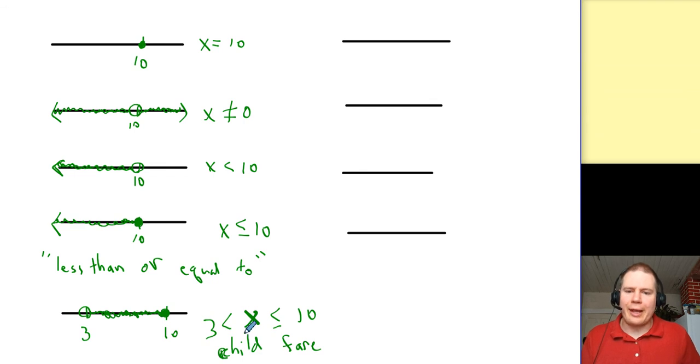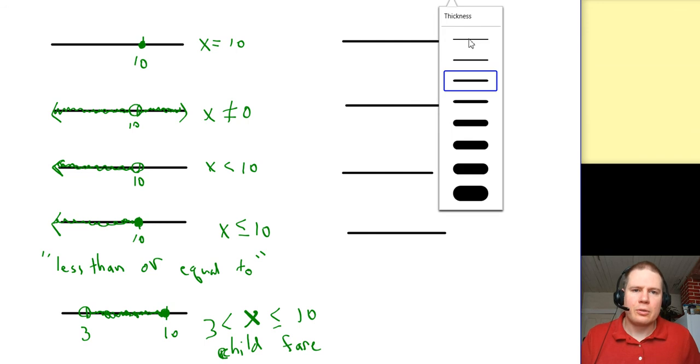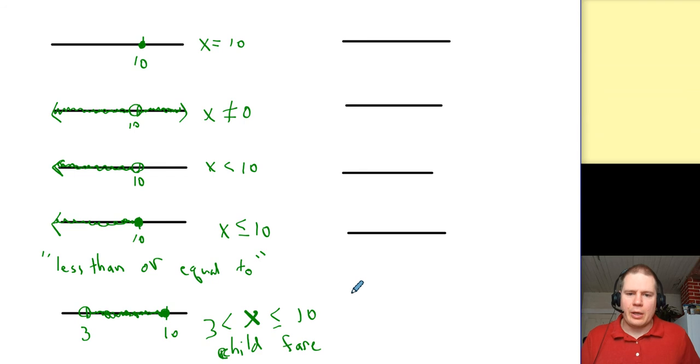So this is an AND statement. X is greater than 3, and it's less than 10. It's in between 3 and 10. Now, a simpler way to write this is just to list the endpoints. So if I switch colors here, I can say 3 is my left boundary, and 10 is my right boundary.